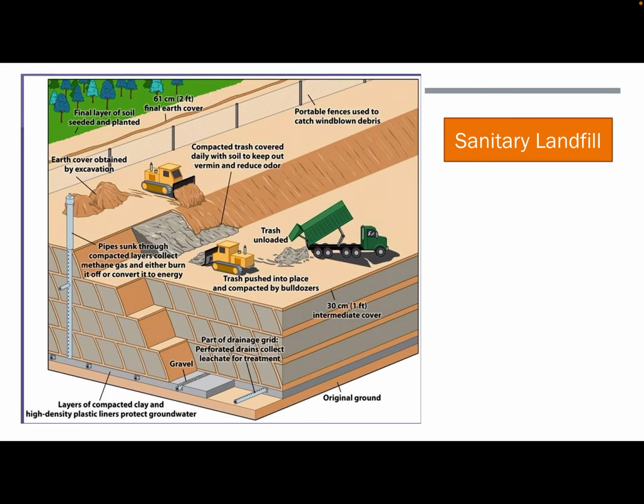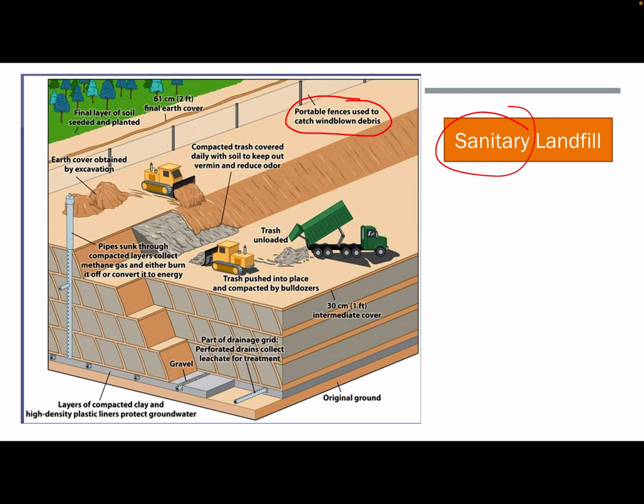So to combat these, we've created what's called a sanitary landfill. So this is not just a place you dump your trash, it's a place where the trash is very well managed. So some important features of a sanitary landfill is having a portable fence to catch the windblown debris. So instead of it just blowing all throughout your forest, you're going to put up a fence to capture any loose garbage.